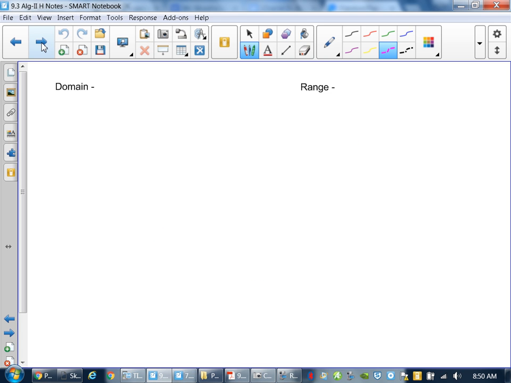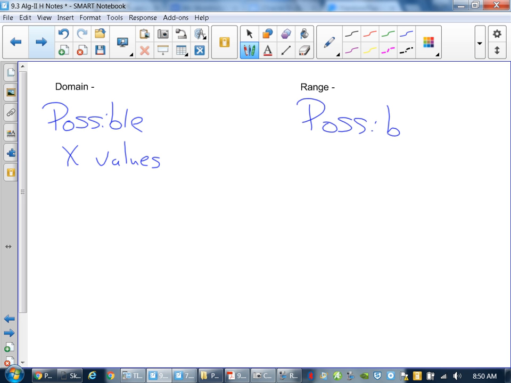Now, before we do that, domain and range. What was your domain and range again? So your domain is your possible x values, and your range is your possible y values.